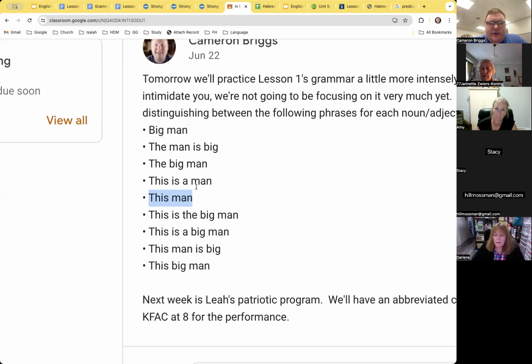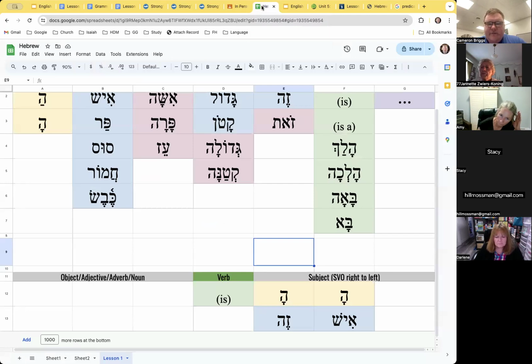All right, so let's do this is the big man. So we've got that implied is in there. One more question. If I'm shopping in the market and I want this one, I would say it like this bag or this shawl. I would use the ha with both, right? Yes. If we wanted this cup, I would say hakos hazo. Okay. Thank you.